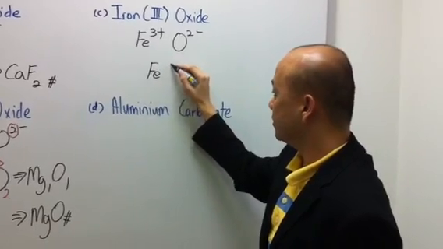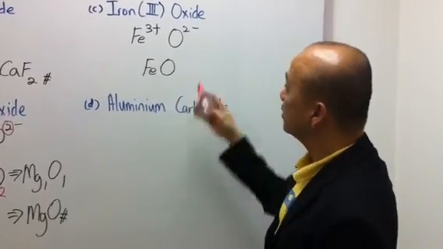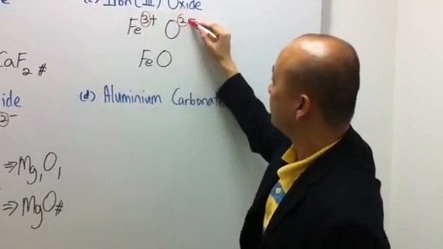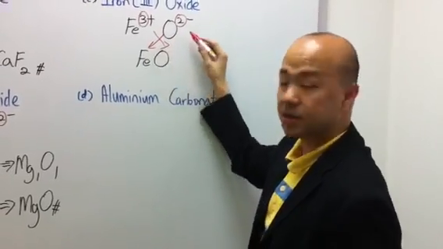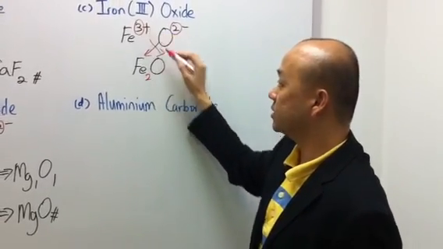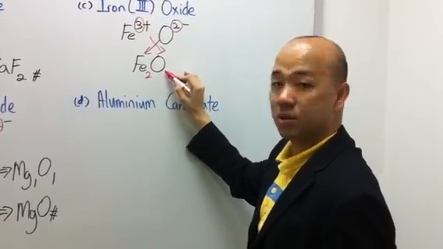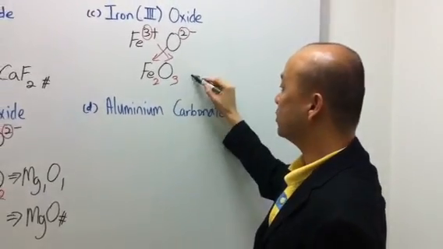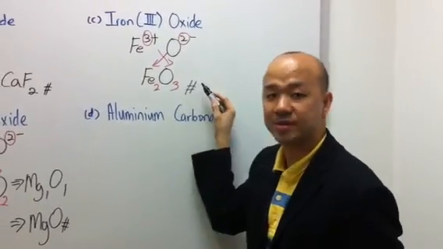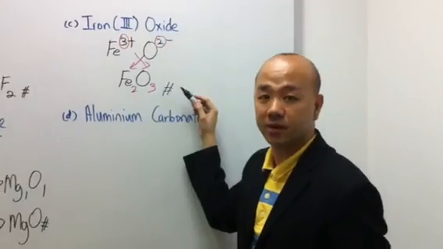So doing the same thing, we'll put them very close together. We'll circle the number in front, and then we do diagonal translation. So this is Fe2, this is O3. So the formula will be Fe2O3, since we can't simplify it further.